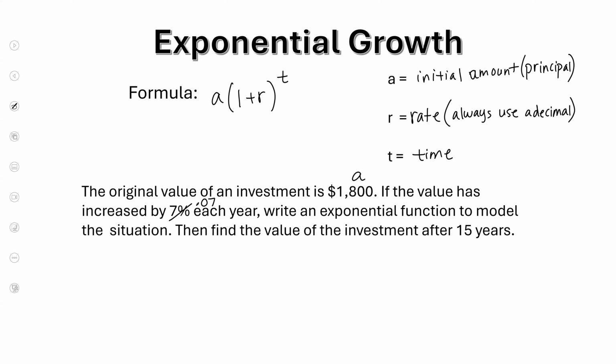Next, we're going to talk about the time. So find the value of the investment after 15 years. That is your time. So we have all of the variables we need. Let's plug it into the growth formula. So your initial value was 1,800 times 1 plus your rate, 0.07, to the power of 15. Go ahead and type that into your calculator and let me know what you get.